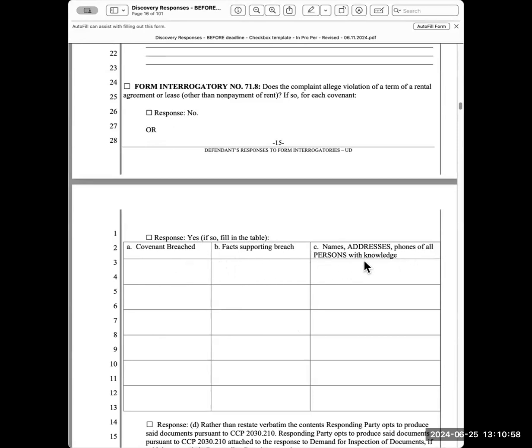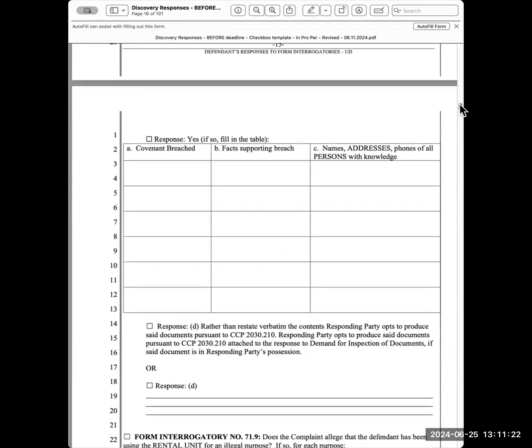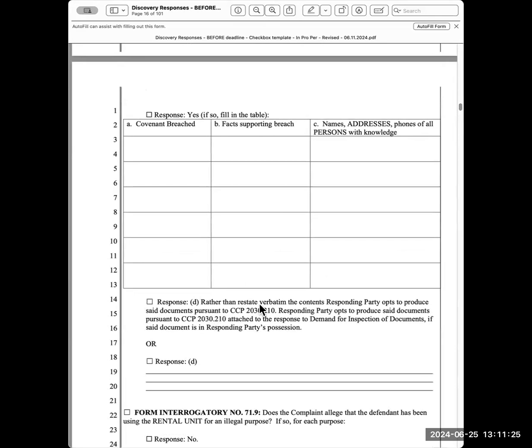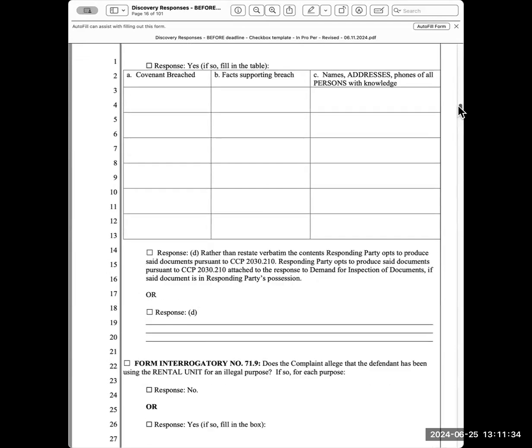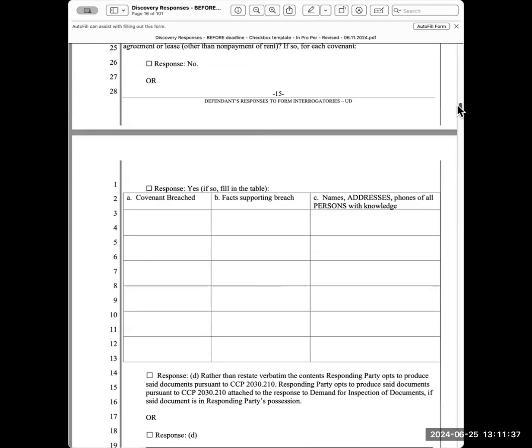And then the name, address, and phone numbers of all people who have knowledge, meaning anyone who's witness to whatever this allegation is. If there are no violations, you simply check here and go to the next question. If there are alleged violations, you check this box and fill out the allegations. And then the bottom is about whether you have evidence to produce regarding the violations. Either check here or check here, depending on which applies to you. Remember, if there are no allegations, you check here and just go to the next question.